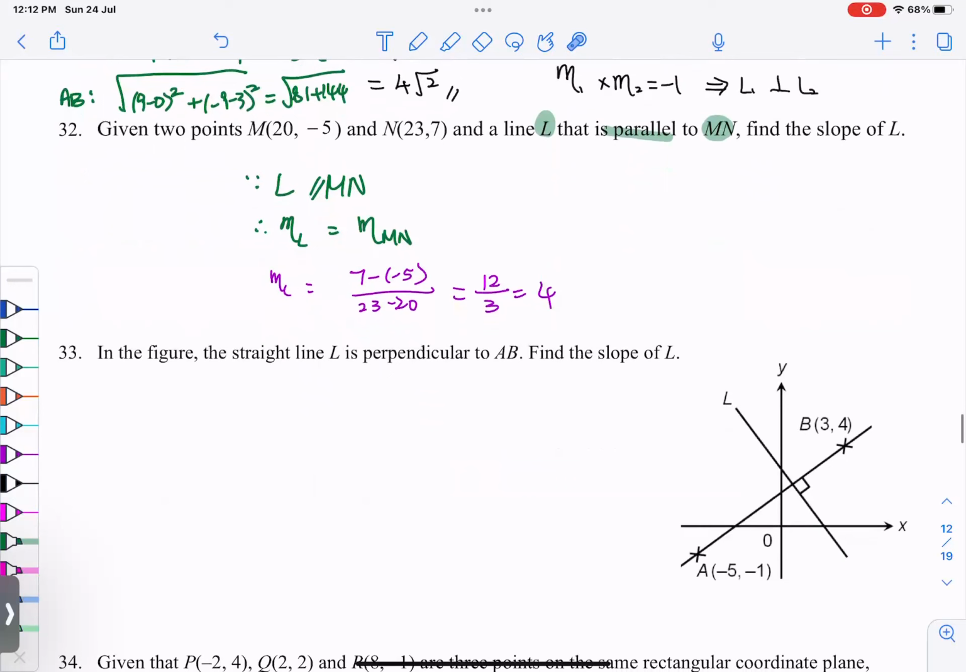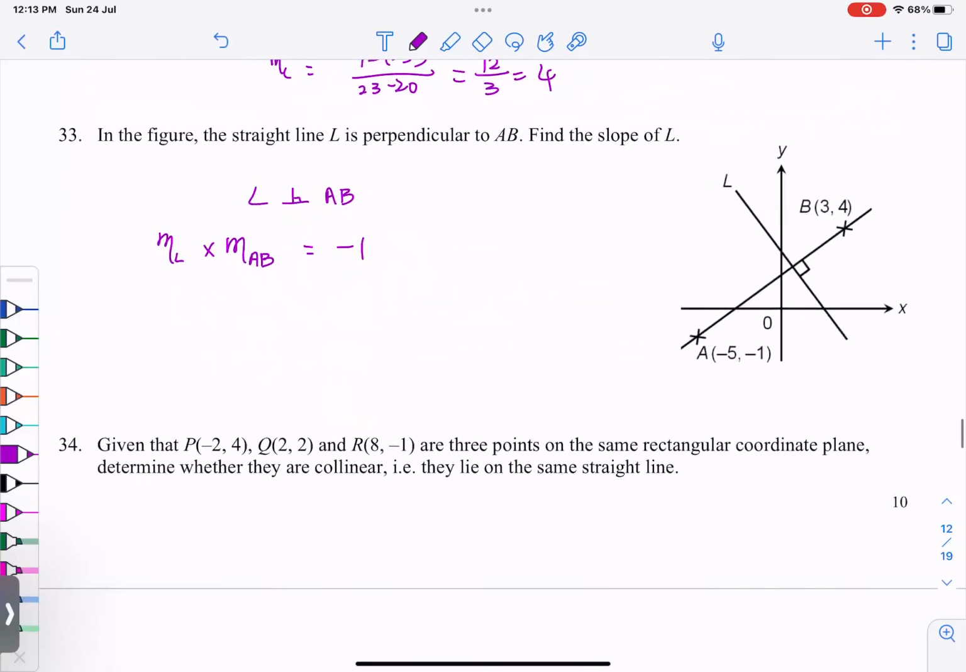For example, next question. It's exactly C. See, there's a 90-degree here. So that means these two are perpendicular to each other. So AB is perpendicular to L. So L is perpendicular to AB. What does that say? If they are perpendicular, then their slopes multiply, it will equals to -1. So slope of L multiplies slope of AB will equals to -1.